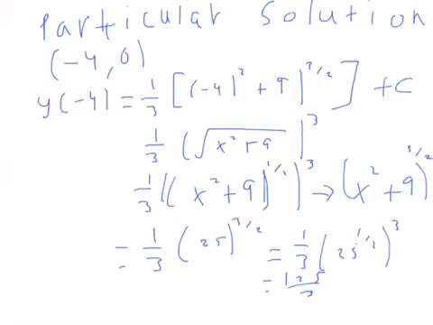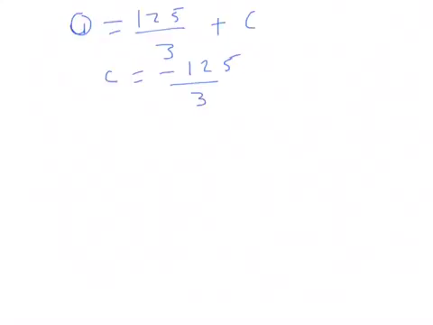All right, next page. So you just plugged in your number, and you got 125 over 3. And now you still need to solve for c. So right now you have 0 equals 125 over 3 plus c. So you have to solve for c. So you just subtract 125 thirds. So c equals -125 thirds. Now since you have c, you can plug that back in to that general equation.